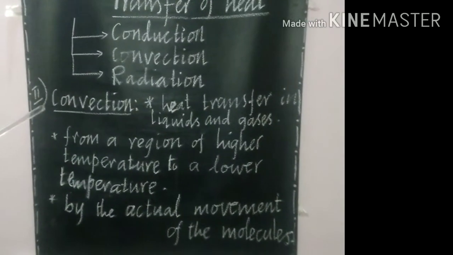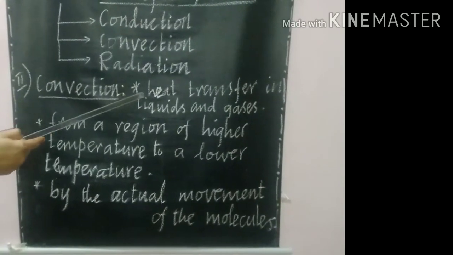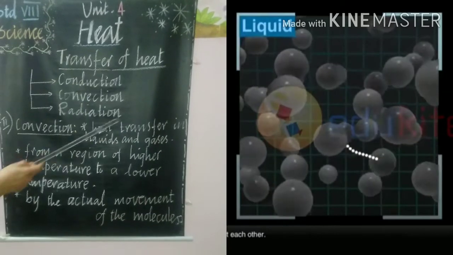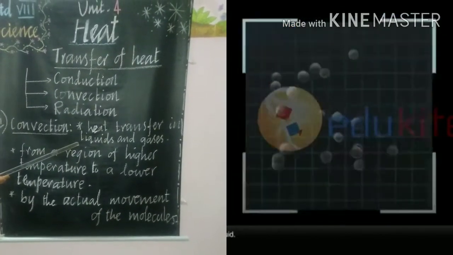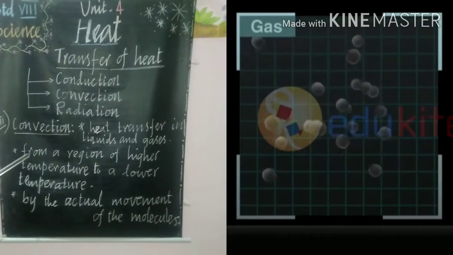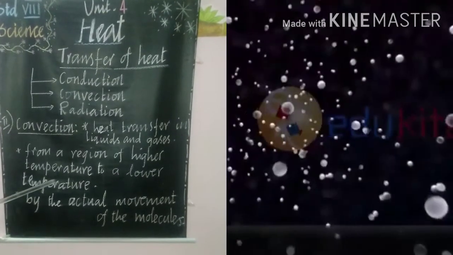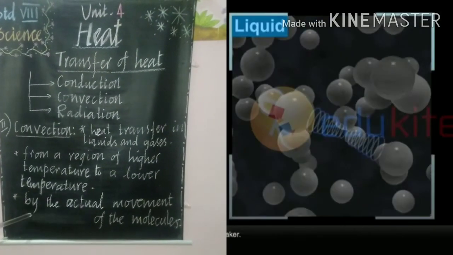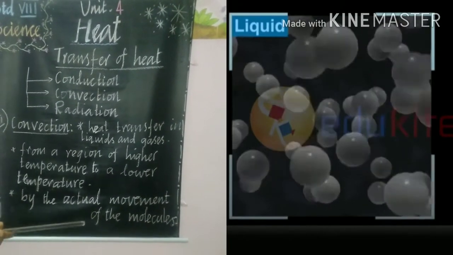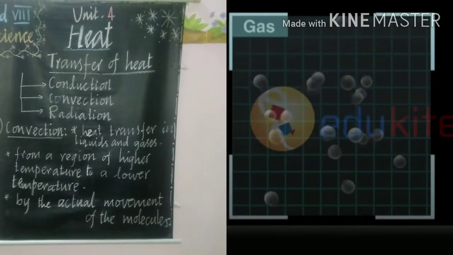The next process in transfer of heat is convection. Here the heat is transferred in liquids and gases, where the particles are more loosely packed than in solids. So, the heat from a region of higher temperature is easily transferred to a region of lower temperature by the actual movement of the molecules. Here the molecules are moving and transfer the heat from one place to another place.